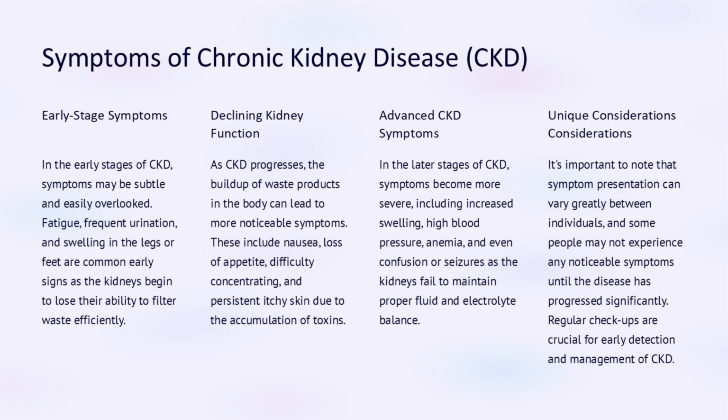Chronic kidney disease, CKD, can progress through different stages, each with its own set of symptoms. In the early stages, symptoms may be subtle, like fatigue, frequent urination, and swelling in the legs or feet. As the disease progresses, more noticeable symptoms appear, such as nausea, loss of appetite, difficulty concentrating, and itchy skin. In the later stages, symptoms become severe, including increased swelling, high blood pressure, anemia, and even confusion or seizures.